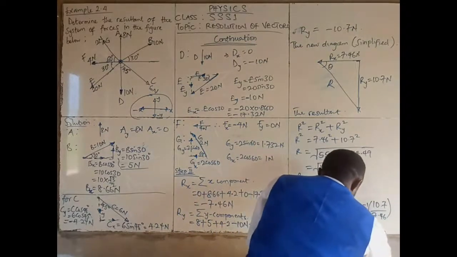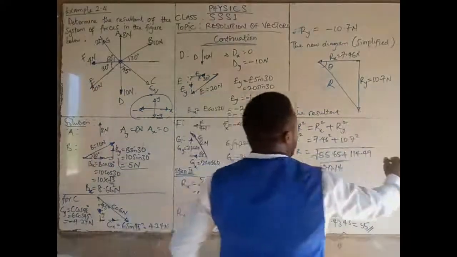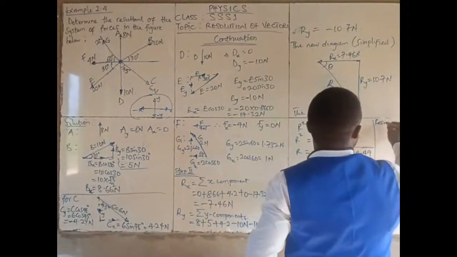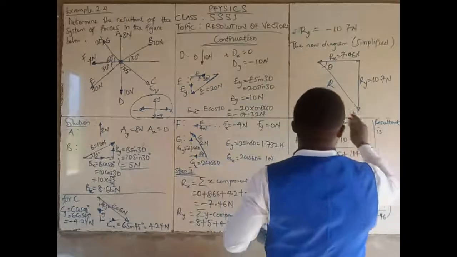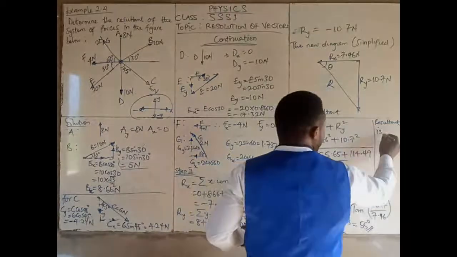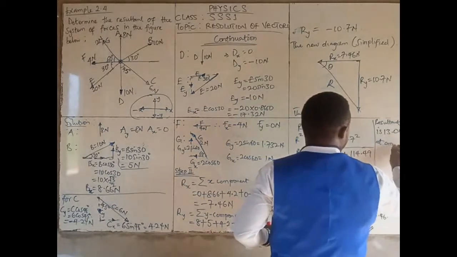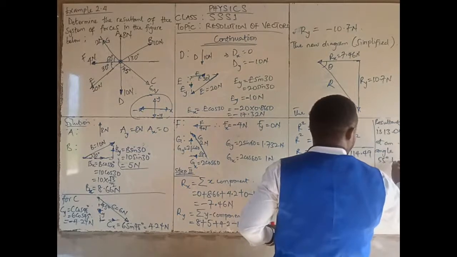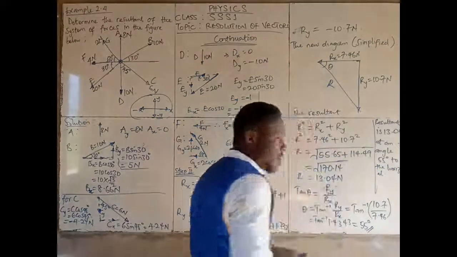That will finally give us 55 degrees. So we can conclude that the resultant of everything we have here is 13.04 Newton at an angle of 55 degrees to the horizontal. Thank you very much.